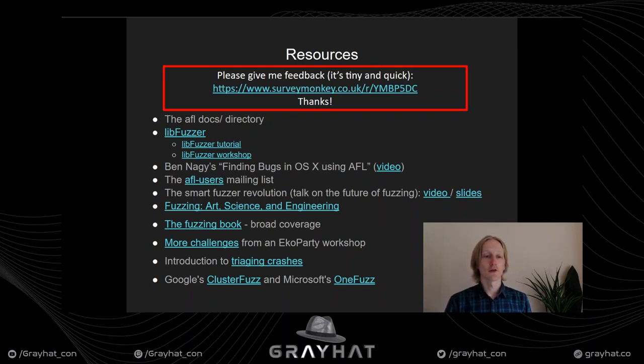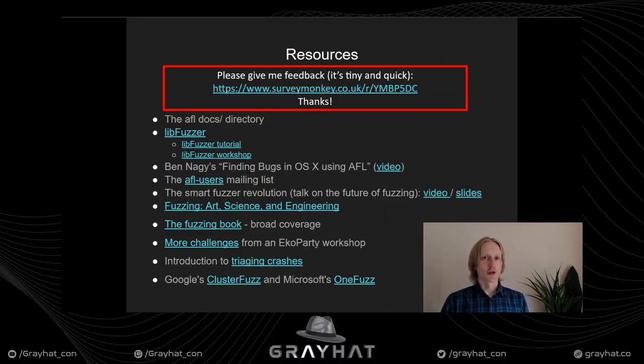Where can you learn more if you want to learn more? I've already mentioned AFL's documentation. It's really good. It's probably the first place you should start if you like this and you want to learn more about it. For libfuzzer, there are some links there, and people have done tutorials and workshops on how to use it. This video I recommend gives you a good overview of how one experienced fuzzer uses AFL at a fairly large scale. There's a mailing list where you can ask questions about using AFL and search and find other questions that other people have asked in the past.